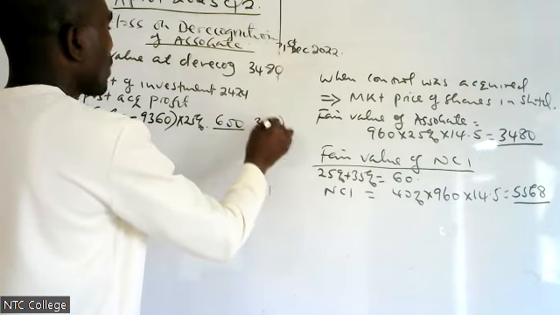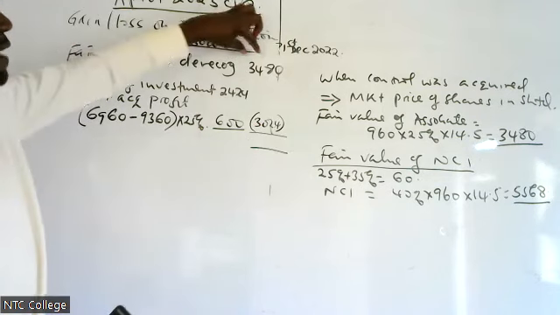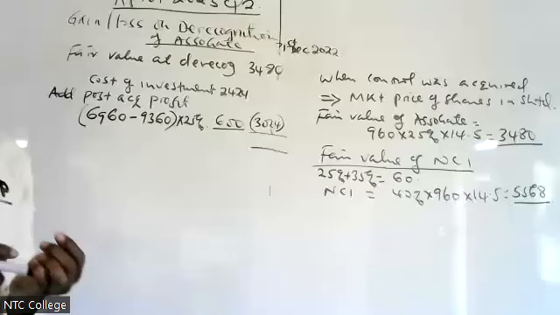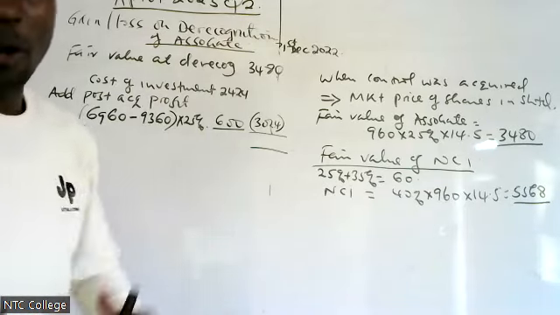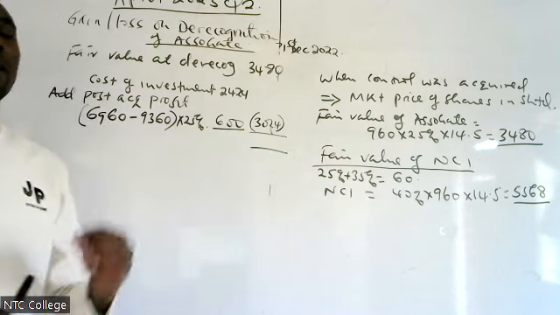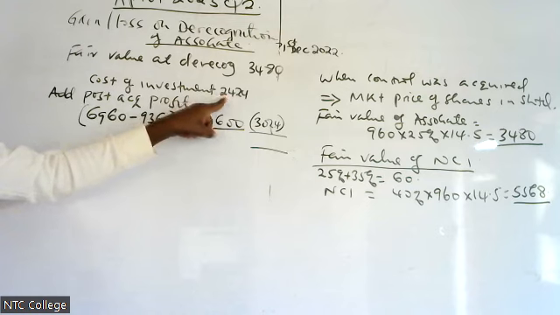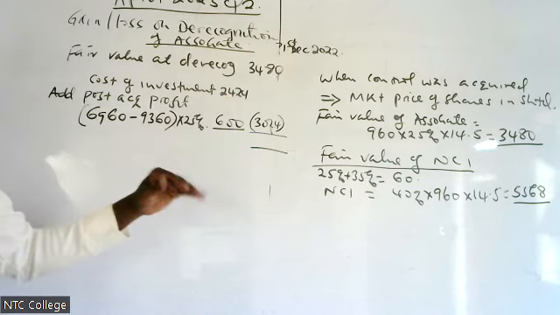My associate was supposed to be 3024, but the examiner gave me the fair value. How do we get associate? Let me ask you a question, Ruth. How do we usually get associate? We get associate by getting the cost of investment, which was 2424, plus post-acquisition profit.